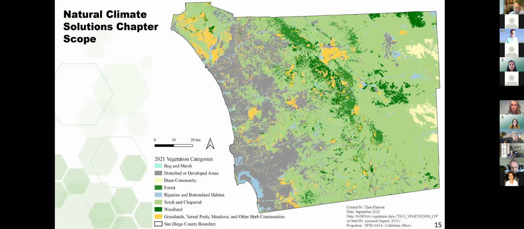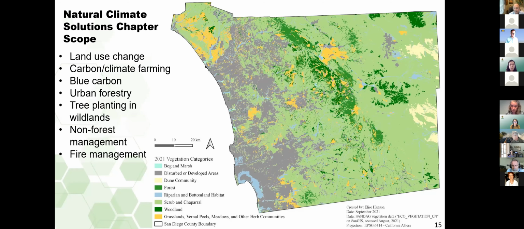Our region's unique floristic composition significantly affects the annual sequestration potential, total storage, and susceptibility to climate change related impacts such as drought, wildfires, and non-native species invasions. These all in turn affect the suite of natural climate solutions that may be effective or possible. As such, this chapter focused on the following natural climate solutions: land use change, carbon/climate farming, blue carbon, urban forestry, tree planting and wildlands, non-forest management, and fire management.